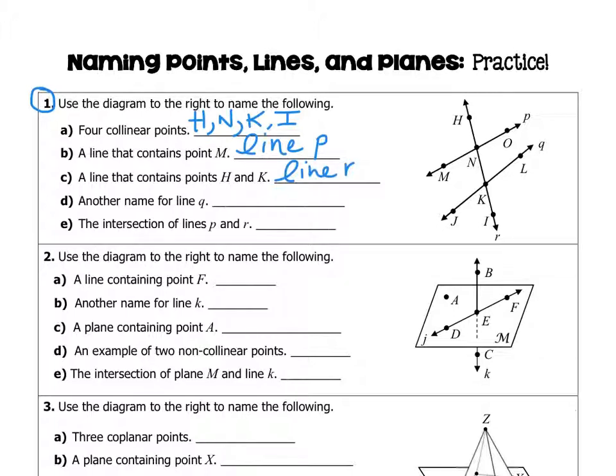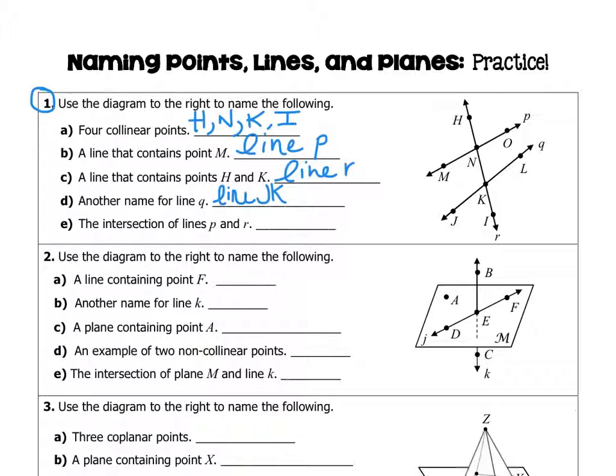For D, if I'm looking for another name for line Q, I can see that Q has the points J, K, and L, and I know that I can name a line with 2 points. So I can call this line, and looking at line Q, I see J and K and L, so I can call this line JK. There are other names. Can you think of other names for line Q?